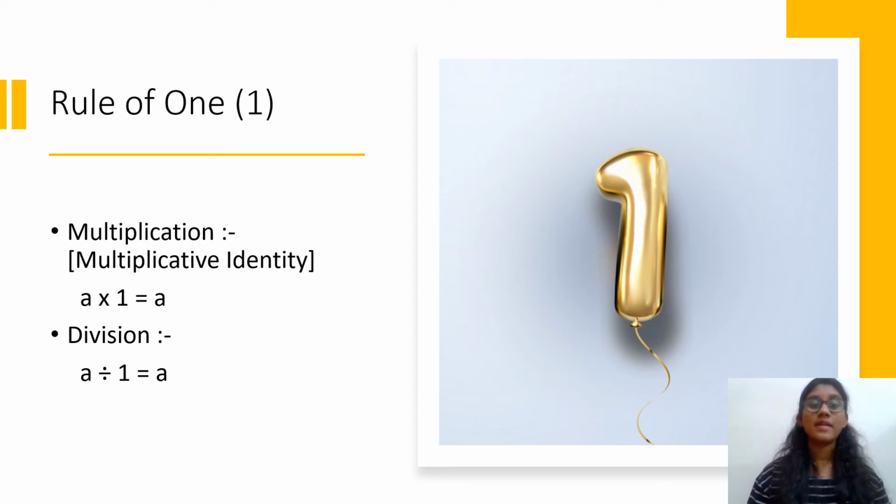Now let us look at the role of 1. When you multiply any number a with 1, the final answer you get remains a, which is why 1 is also known as the multiplicative identity. For division, whenever you divide any number by 1, the final answer you get is a, which is the number you had originally chosen.